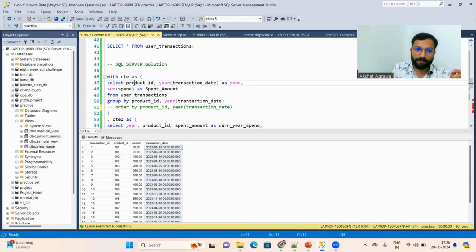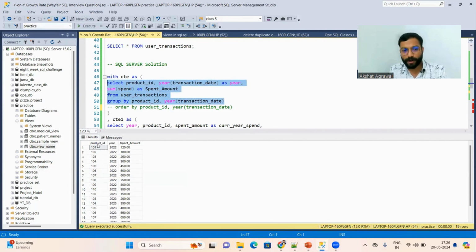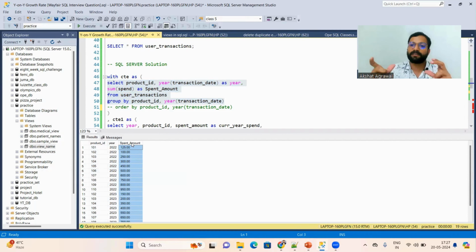So what I'm doing is: select product ID, comma, year of transaction date as year, comma, sum of spend as the spend amount on that product in that year, correct? From the table user_transaction, and I'm grouping the data by product ID and the year of the transaction. If we run this query, we will have the product ID, the year, and the spend amount, correct? Now the second step will be that we have to get the current year sale and the previous year sale, correct?